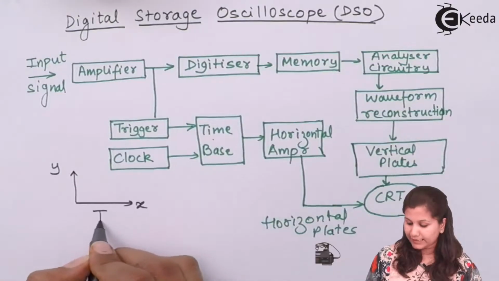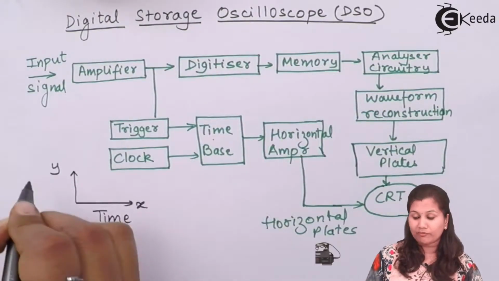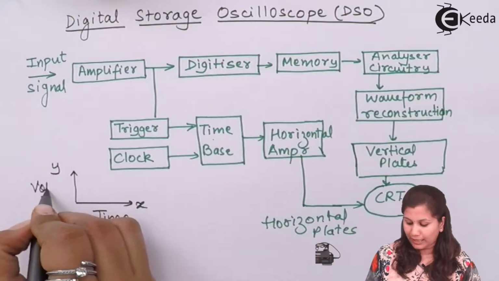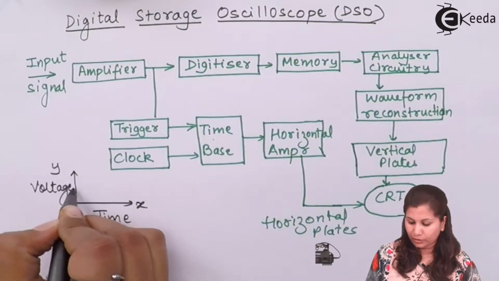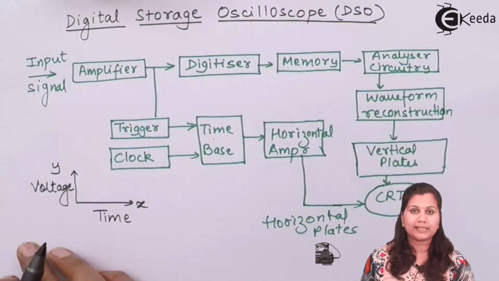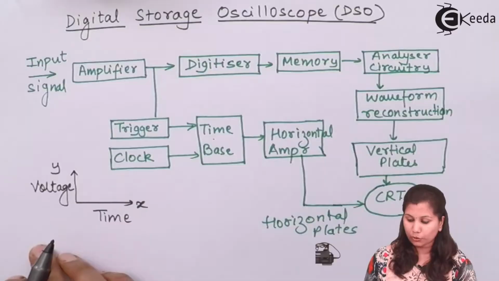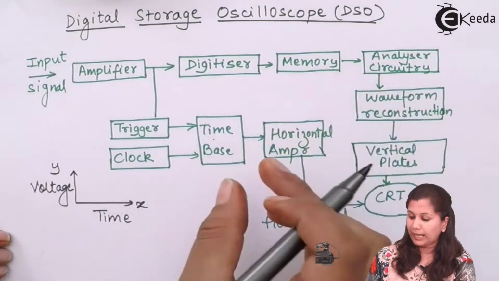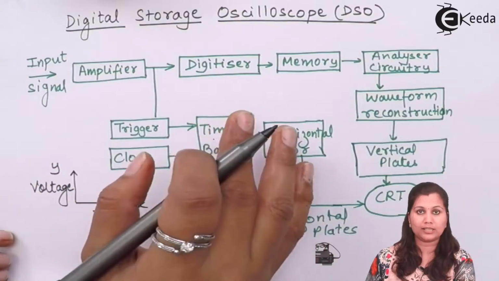So on the x-axis we will have time, and on the y-axis, suppose the input signal is a voltage, so here we will have a voltage. So this is about the block diagram of a basic digital storage oscilloscope where an amplifier, digitizer, memory and the time-based circuitry is used.